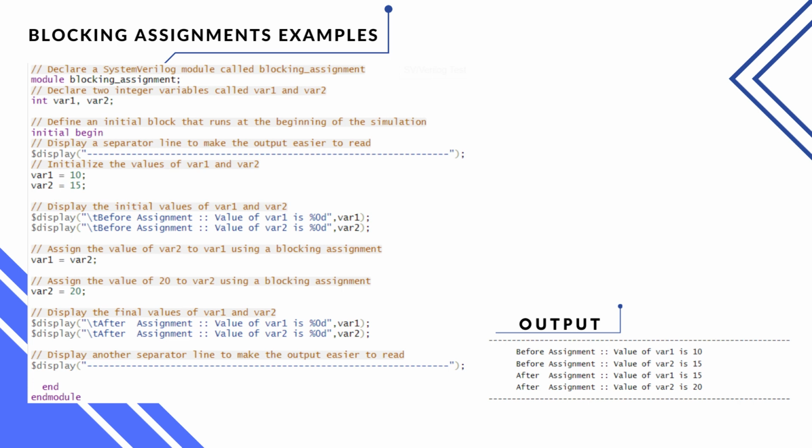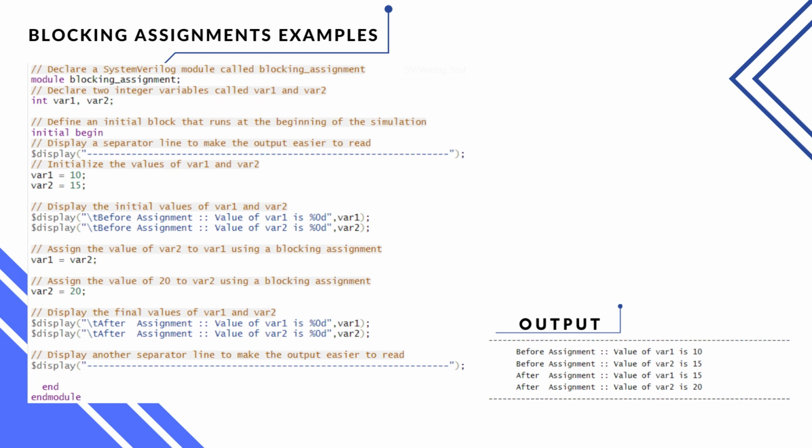It initializes the values of var1 and var2 to 10 and 15 respectively. The initial values of var1 and var2 are then displayed using the $display function. The module then uses a blocking assignment to assign the value of var2 to var1. This means that the value of var1 will be immediately updated to the value of var2. Next, a blocking assignment is used to assign the value of 20 to var2.